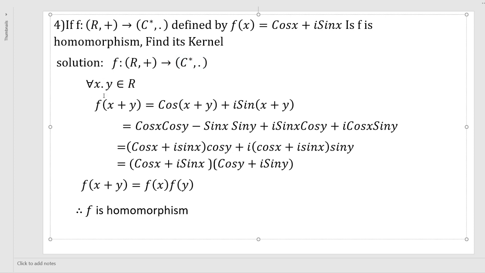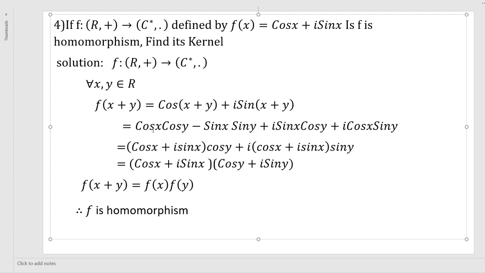Consider x, y belongs to R. For all x, y belongs to R, any arbitrary two points, f(x + y) is equal to, here f(x) is defined as cos x + i sin x, then f(x + y) is cos(x + y) + i sin(x + y), right? cos(a + b) is cos a cos b minus sin a sin b, plus i into sin(a + b), sin a cos b plus cos a sin b. Here i is multiplied for both the parts.